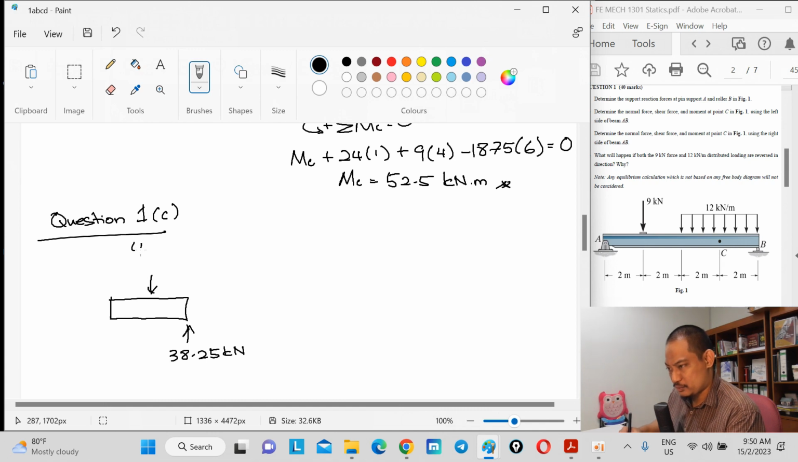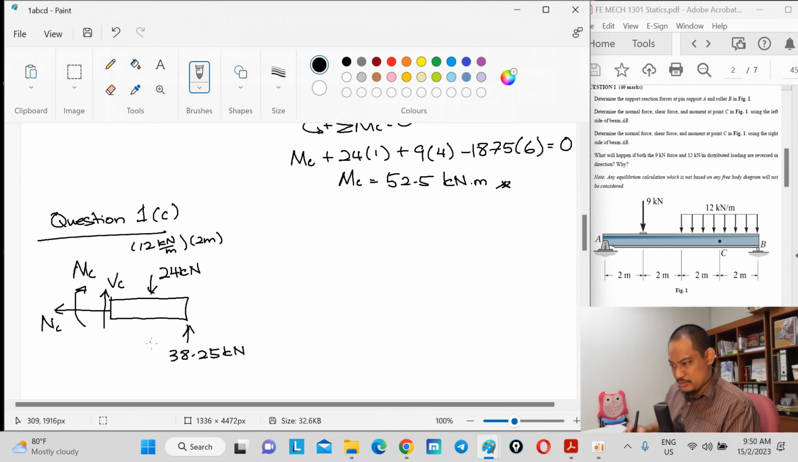Then we have the distributed loading, 12 kilonewton per meter times 2 meter, 24 kilonewton. And then you have VC here and MC. In terms of the distance, it is going to be 1 meter. Similarly, you have 3 equations of equilibrium. Summation of Fx equal to 0, taking positive to the right, so minus NC equal to 0, or NC equal to 0.